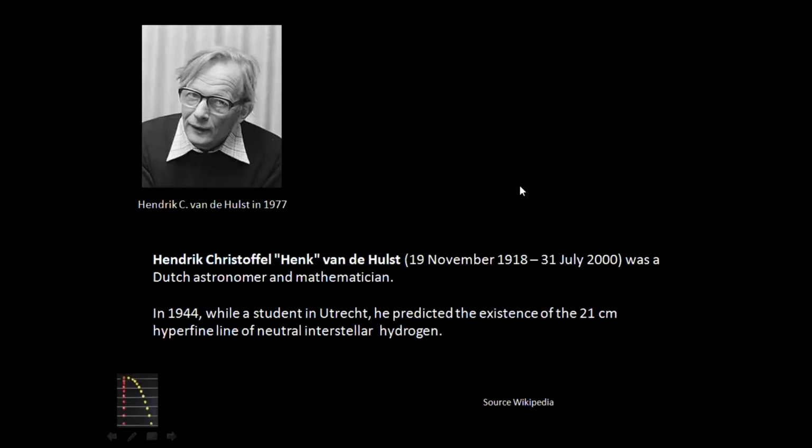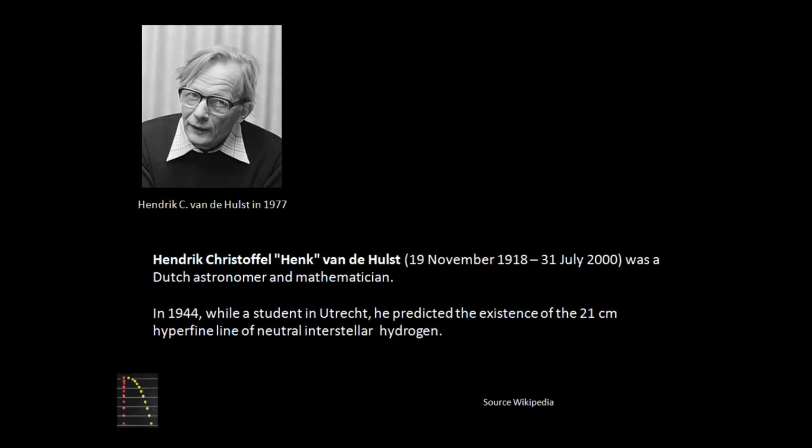Van de Hulst was a student. He made a prediction while he was a graduate student of the existence of this 21 centimeter hyperfine line of neutral interstellar hydrogen. And he decided that nobody's going to be able to find this.